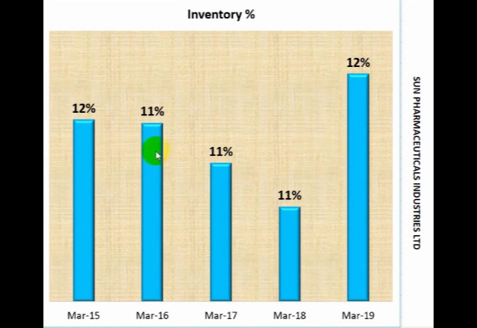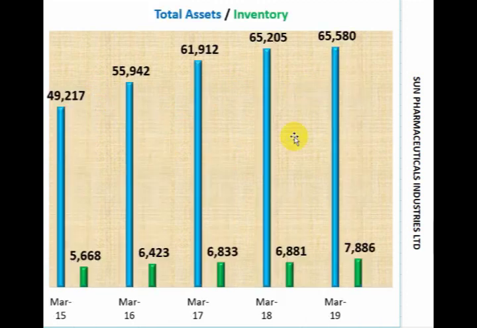So here in this case we see that the company's inventory holding has been quite stable between 12 and 11%. Here we see in this chart that the company's total assets in March 19 were 65,000 crores. The inventory holding was around 7,886 crores. The value of the inventory should increase gradually over the years, and there should be some consistency in the amount of inventory the company is holding over the years. There should not be abrupt increase or decrease in inventory holding.